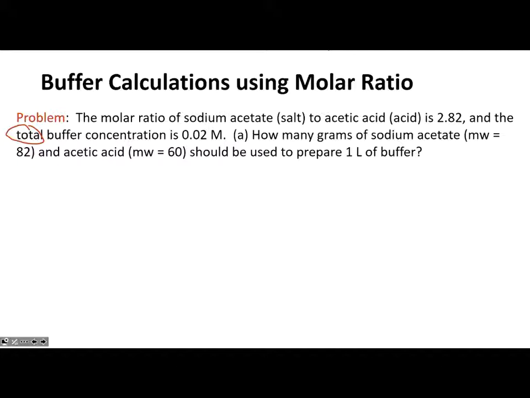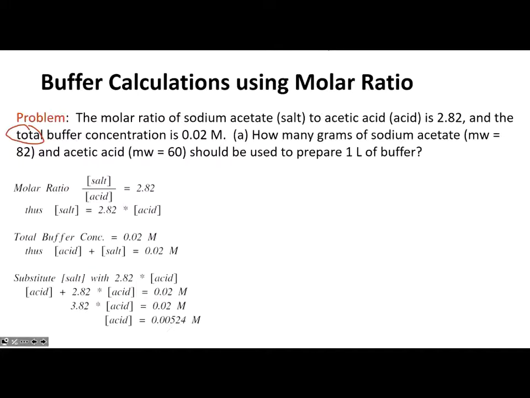Total of what? What are the only two things in this solution? Sodium acetate and acetic acid. Those two things added together, the total concentration of everything is 0.02 moles per liter. What I want to know is how much of that is going to be the acetic acid and how much is going to be the sodium acetate. So how can I relate those two together?